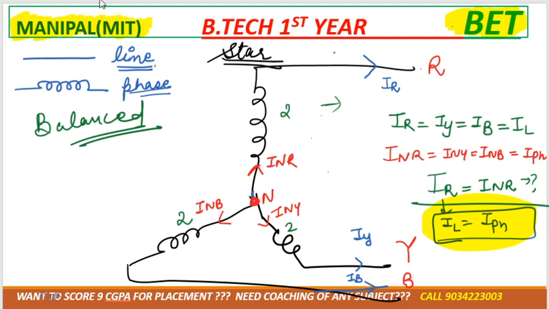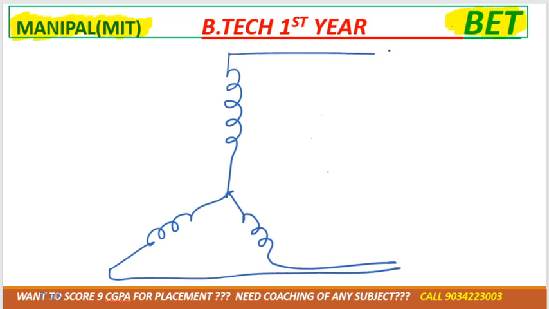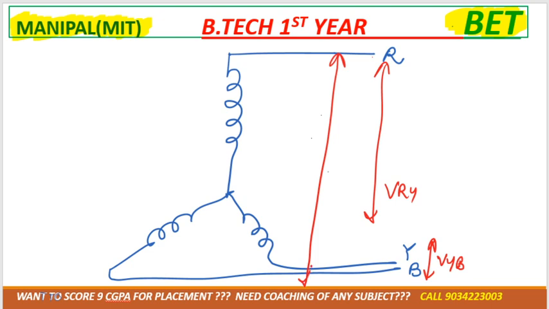Now similarly we'll mark the voltage as we have done for the current. Try to mark the voltage on your own. This is R, this is Y, this is B. So let's mark voltage. Voltage between R and Y would be VRY. Voltage between Y and B would be VYB, and voltage between R and B would be VRB. Yes or no? Now tell me, are these voltages line voltage or phase voltage according to you? These are line voltages because we have marked them across the lines. So VL would be equal to VRY, equal to VYB, equal to VRB, right?